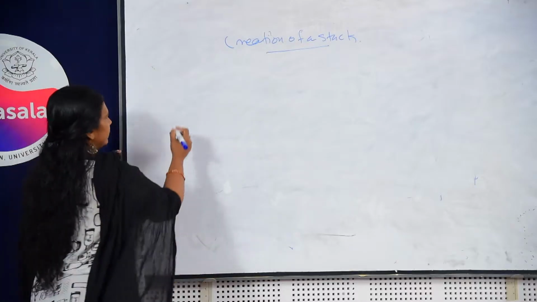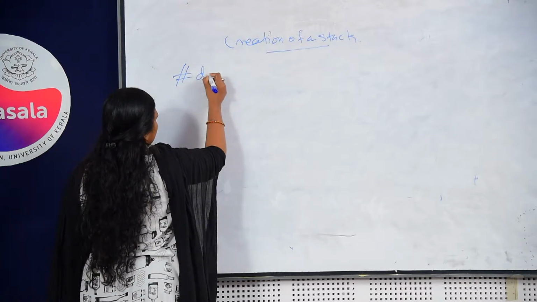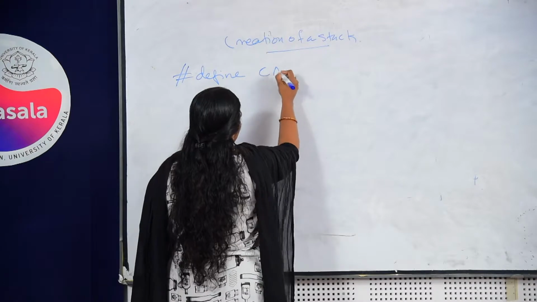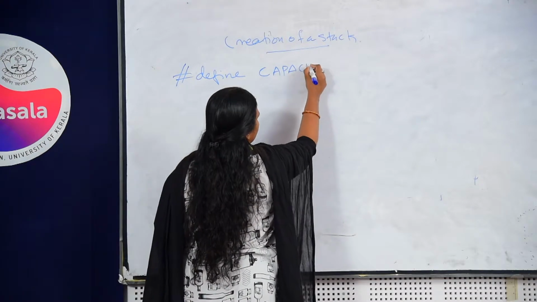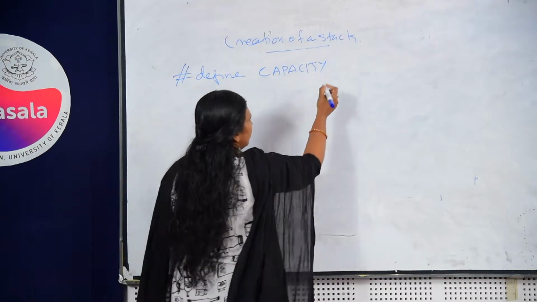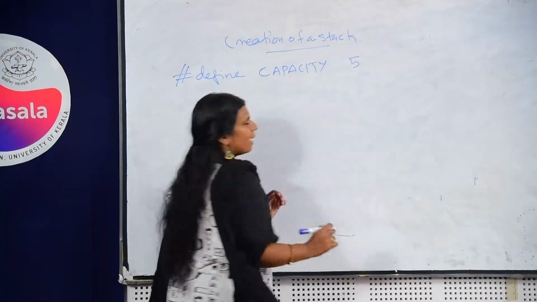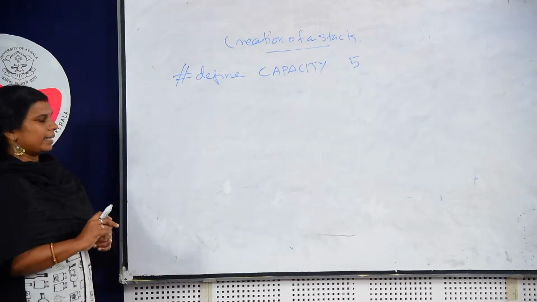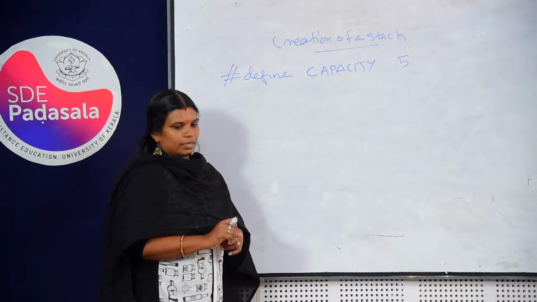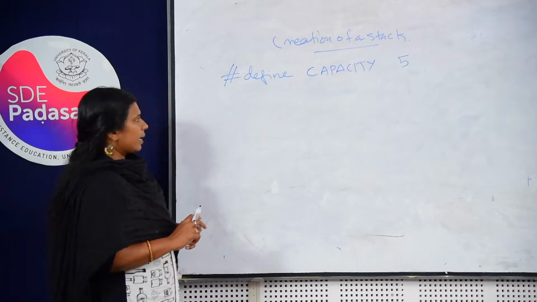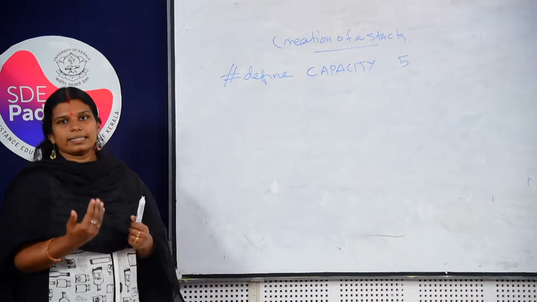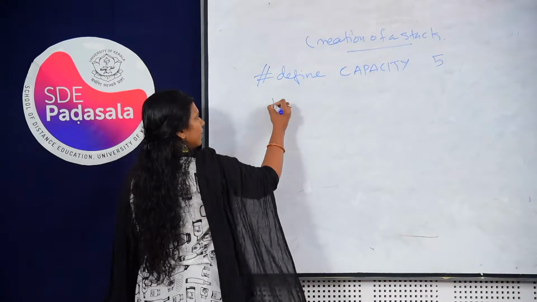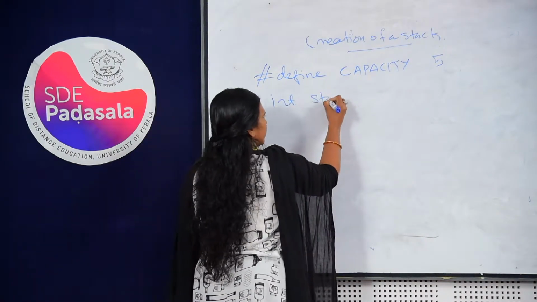Creation of a stack is like this. We will first define a preprocessor directive, hash define. Usually in preprocessor directives the variable names will be declared in capital letters. So, we are declaring the capacity as a preprocessor directive. In the preprocessing stage itself the capacity will get the value 5 and the stack will be declared like this, as we already discussed.